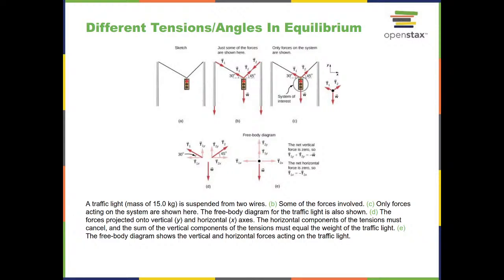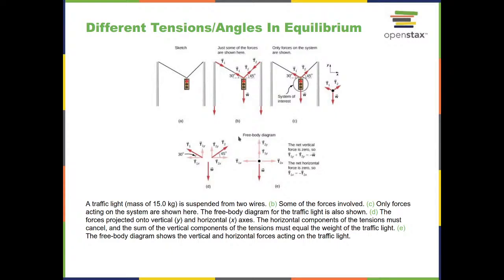Another problem that we kind of did already with the tightrope walker is dealing with tension and masses that hang from a wire. In this case, we're looking at a traffic light hanging from two pieces of cable, at different angles. One is at 30 degrees, the other at 45 degrees. So the free body diagram will have 30 degrees here and 45 degrees on this side.